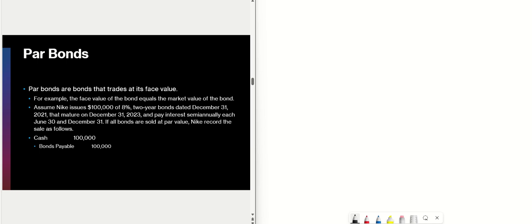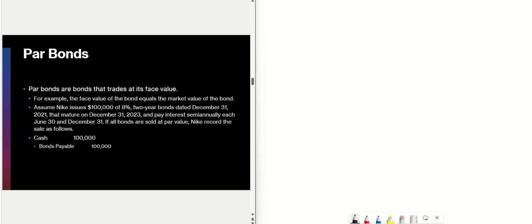left side. So par bonds are bonds that are issued at their face value. So if the par value or face value is $100,000, that's it. The bond is going to be issued at 100% of the value, which is $100,000. Okay, so here's an example on the left side. For example, the face value of the bond equals the market value of the bond. So that's a par bond.